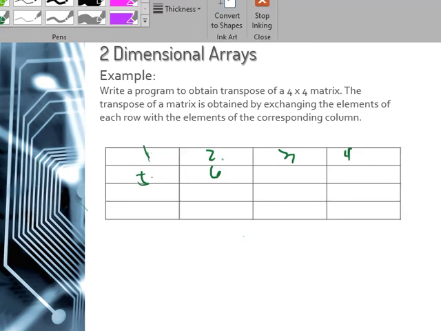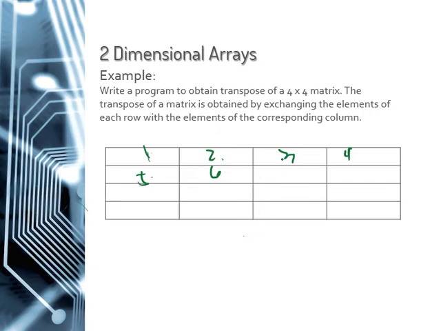Muna siya ang content bali sa ato ang matrix 1 2 3 4 5 6 7 8 9 10 11 12 13 14 15 and 16. That is the element of our 4 by 4 array. This is a 4 by 4 array. This is row 0, row 1, row 2, and row 3.